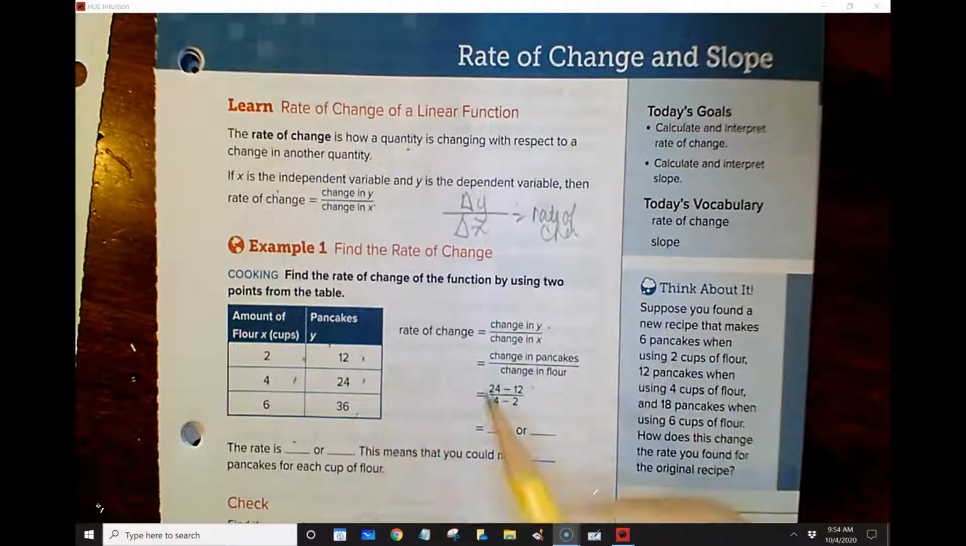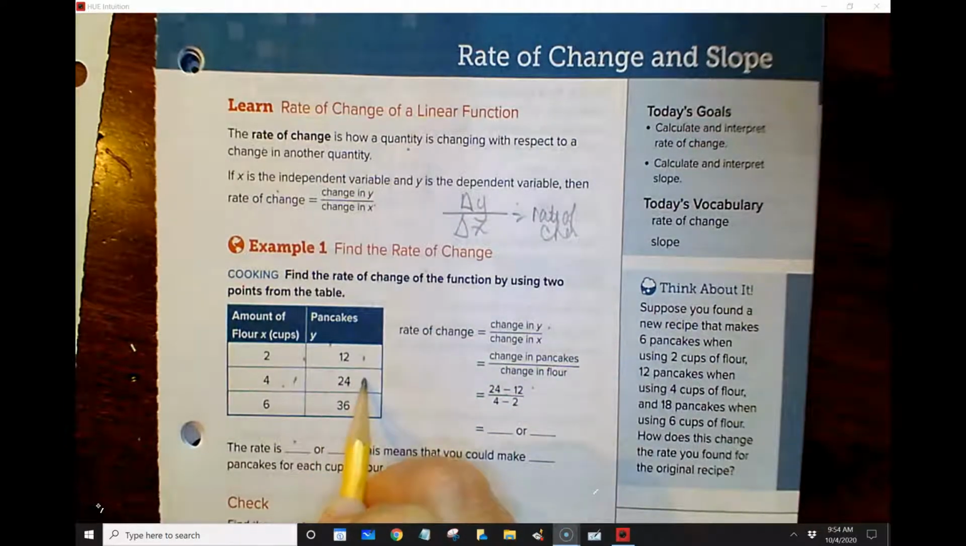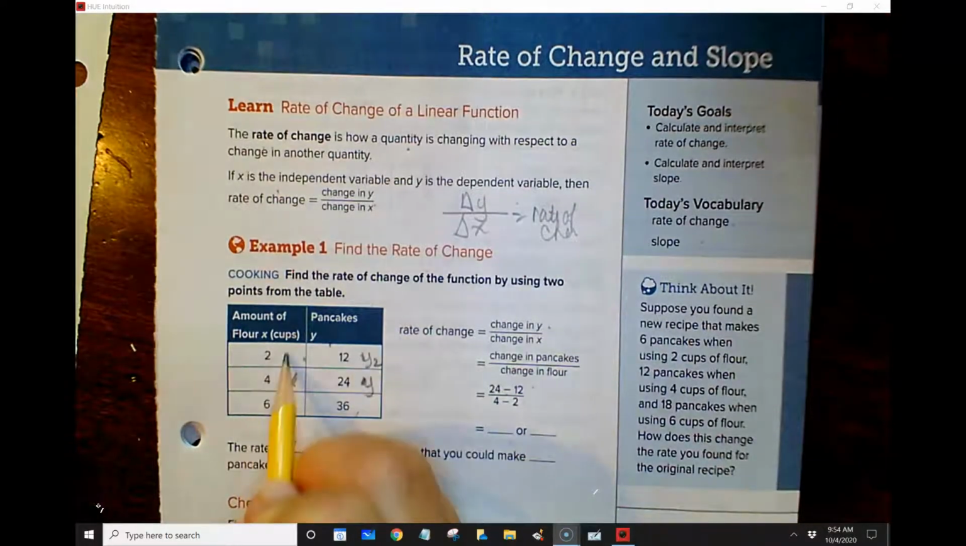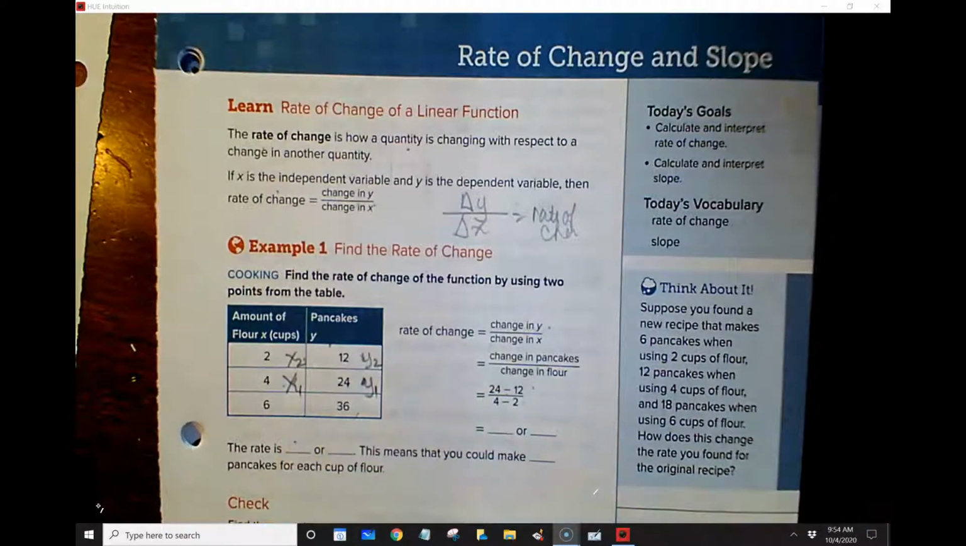We'll talk about the formula in a second. So if I take my 24 minus 12, if this one was first, that will be second. This is my y here, this is my x here. Then my 12 here is my second y, and this is my second x. So I call it y sub 2. Here's my first y, y sub 1, and my first x, x sub 1.